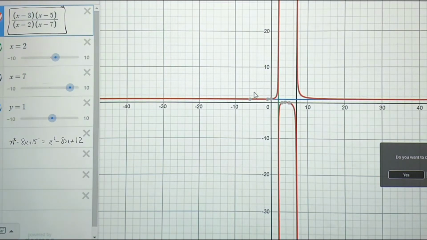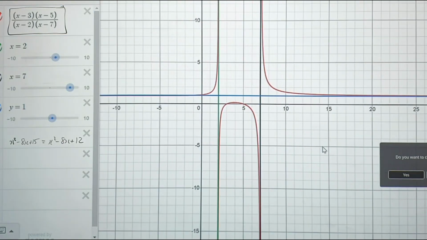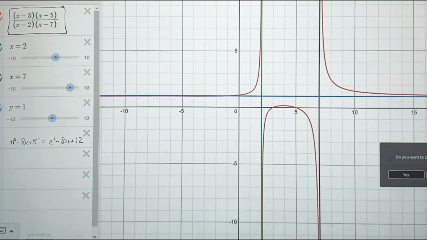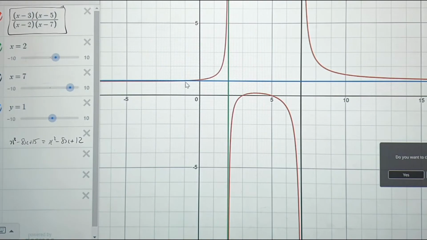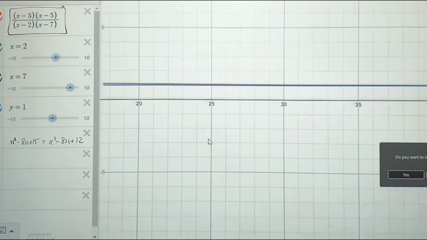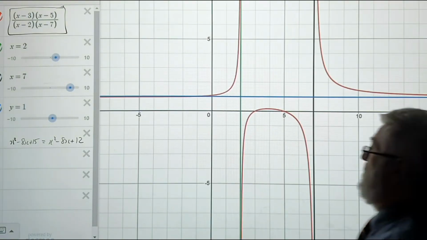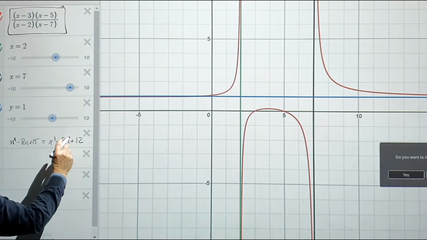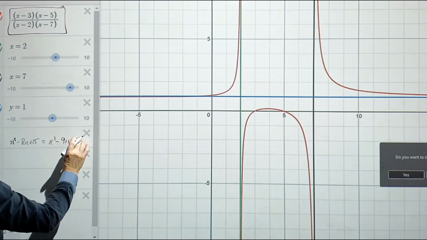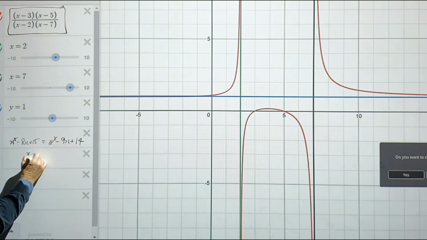Now it does go below. But where does it go? Where does it cross the horizontal line? At 1 on the left. But it doesn't cross on the right. Let's do it. So what do we got? Minus 9x plus 12 equals plus 14, sorry. So they cancel and you're left with x equals 1.